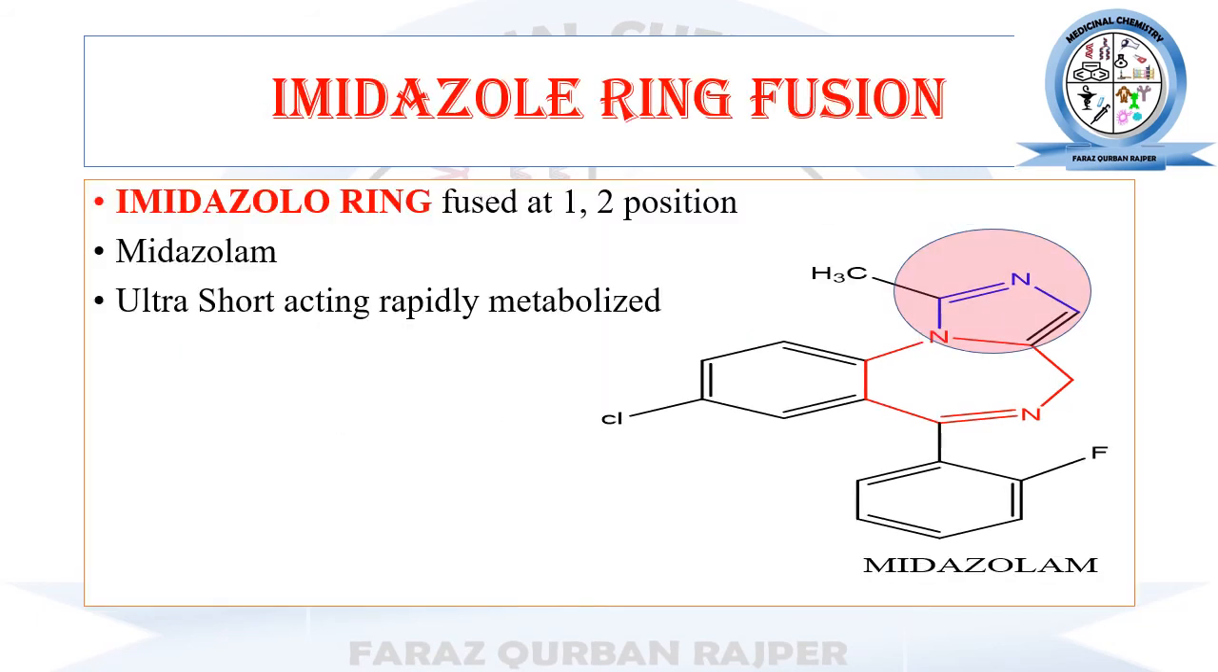Imidazole ring fusion. Benzodiazepine derivatives can also be synthesized by the fusion of an imidazole heteroaromatic ring at the carbon number 1, 2 position. This will produce a certain derivative, that is midazolam, which is also an ultra short acting benzodiazepine. It also has a shorter duration of action due to rapid metabolism.